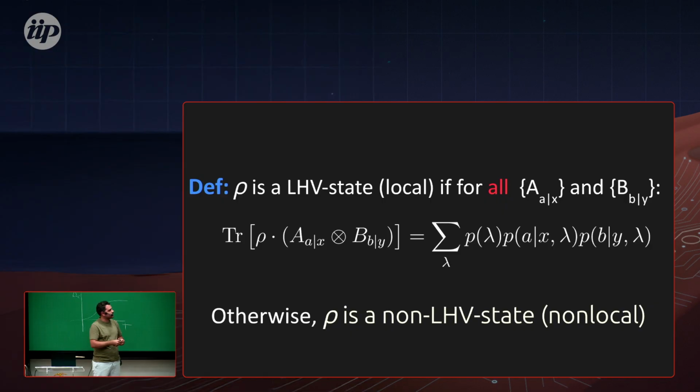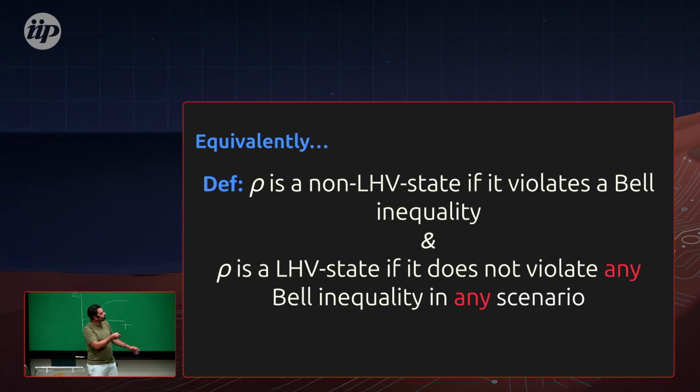It is a state such that for all choices of measurements for Alice and all choices of measurements for Bob, the statistics that you can get can be decomposed in a local hidden variable model. And if this is not the case, the state is non-local. So maybe you are more familiar with this definition here, that a state is non-local if it can violate a Bell inequality. If, on the other hand, a state does not violate any Bell inequality in any scenario, the state is local. Okay.